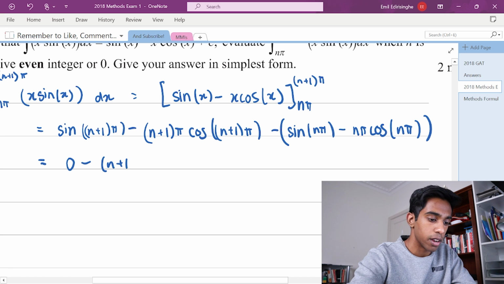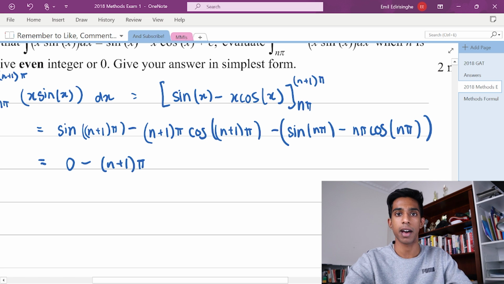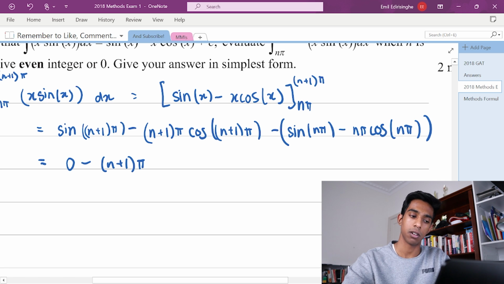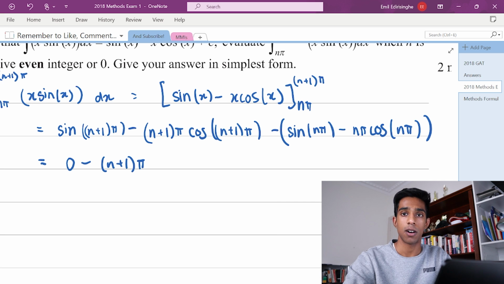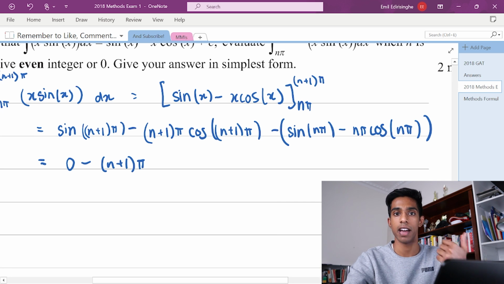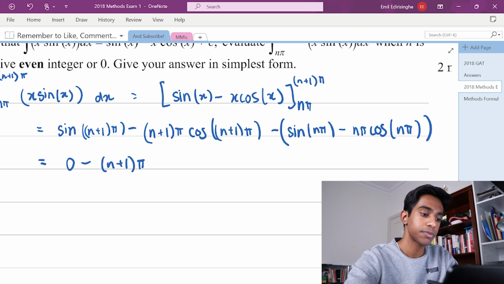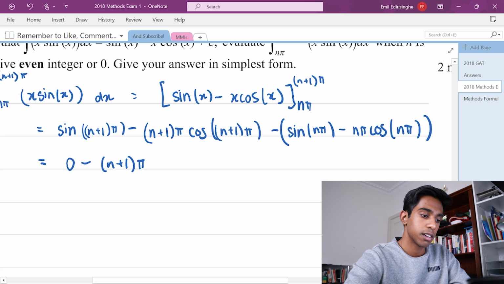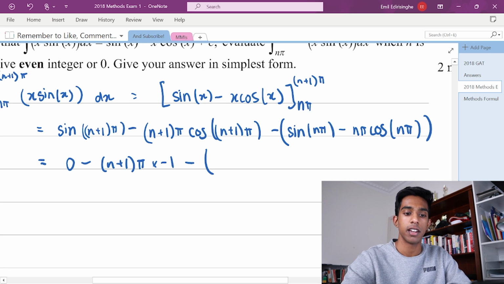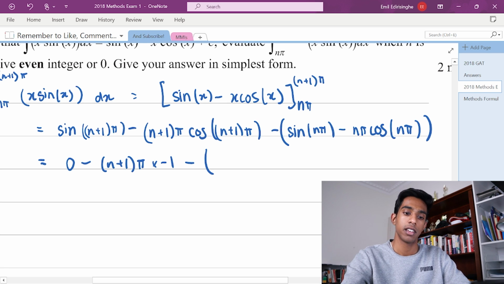(n plus 1) pi. And then we have to think about what cos pi is going to be equal to. So it's cos of an odd number pi, like cos 1 pi, cos 3 pi. And thinking about the circle and the exact values, we know that therefore it's going to be -1. So therefore we get minus (n plus 1) pi times -1, minus, and then we've got n pi cos n pi.